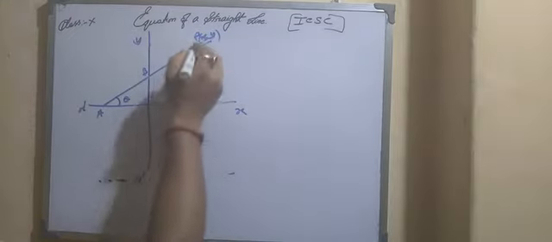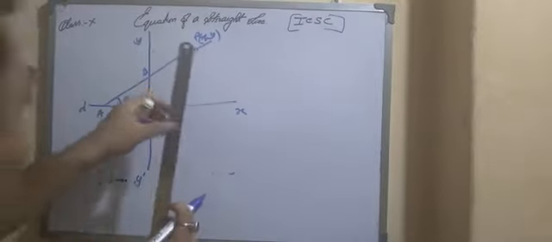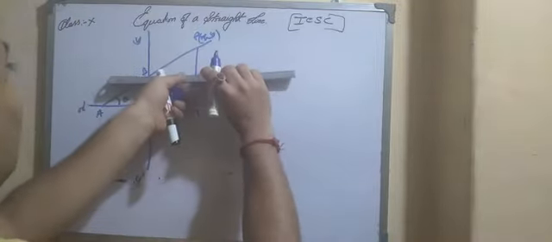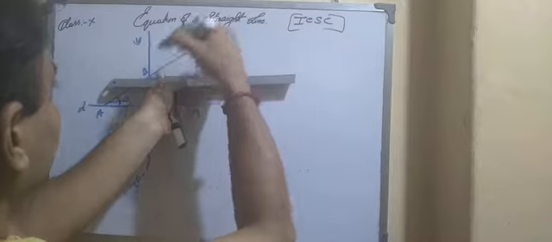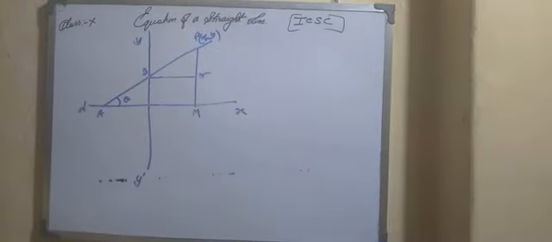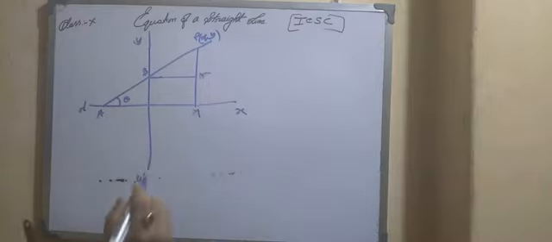Let's draw a perpendicular from P on the x-axis, this is M. And from point B draw another perpendicular on PM, that is N. And this is the origin O.